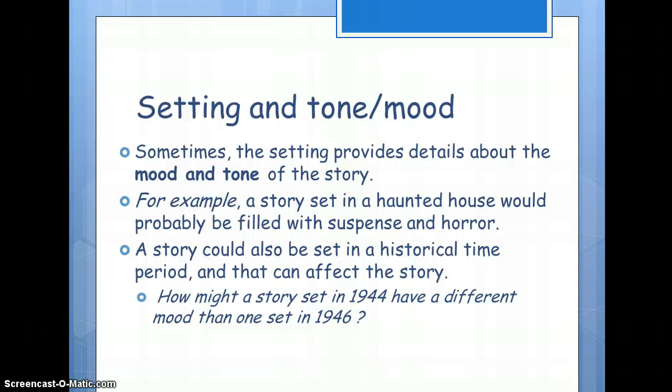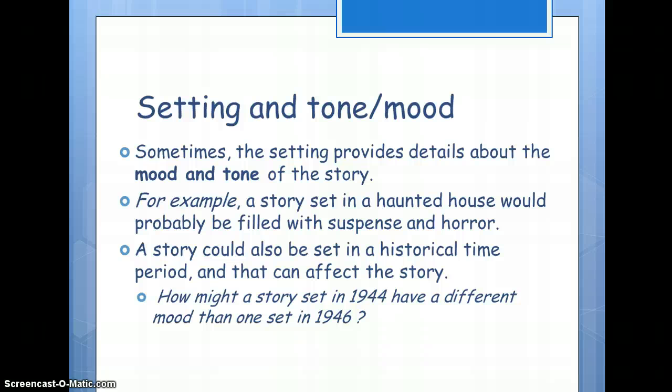So let's talk a little bit about the setting and the tone or mood of a story. Sometimes the setting provides details about the mood and tone of the story. For example, a story set in a haunted house would probably be filled with suspense and horror. A story could also be set in a historical time period, and that can affect the story. How might a story set in 1944 have a different mood than one set in 1946, for example?